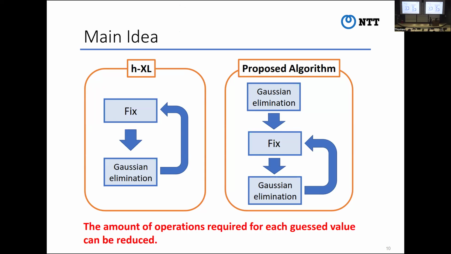On the other hand, in the proposed algorithm, we first apply Gaussian elimination on the coefficient matrix, and after that, for the smaller non-eliminated part, we fix values of k variables and again apply Gaussian elimination, and only repeat these last two steps until we find a solution. By doing so, we aim at reducing the amount of operations required for each iteration.